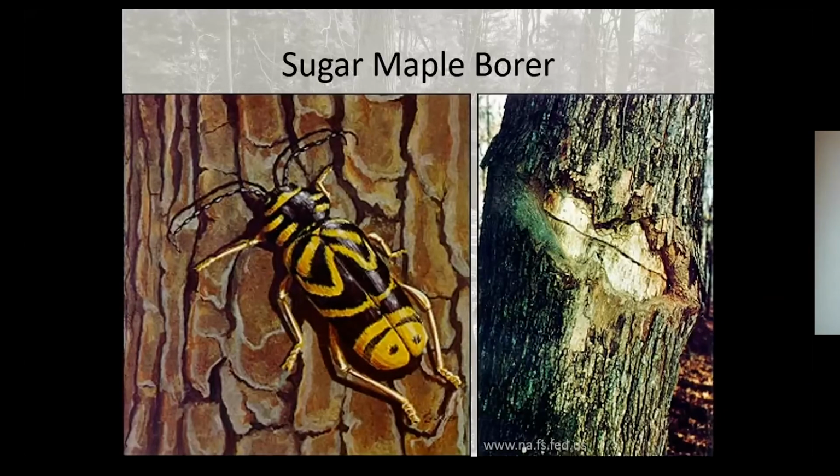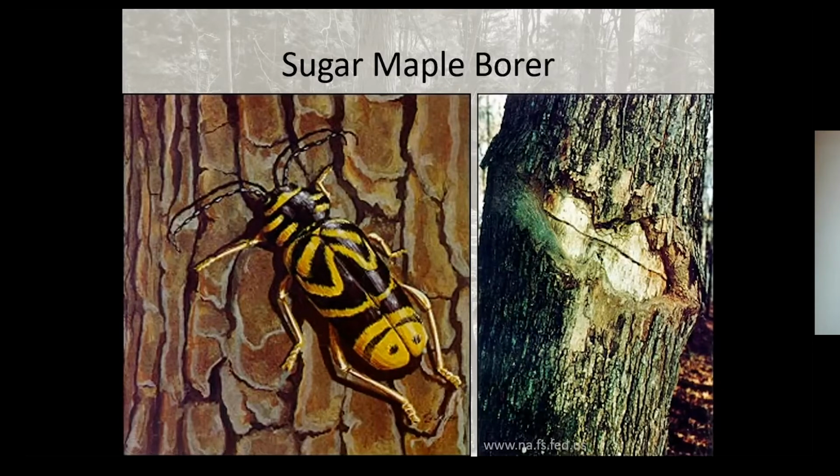One that is a native that you probably have seen these scars from in your forest is the sugar maple borer, where here's the adult on the left where it lays its eggs under the bark, and then the larva will bore under the bark and create these scars, these wounds. It doesn't usually kill the tree, but if you get a few of those on a tree, it can certainly limit the growth and the health of those trees.